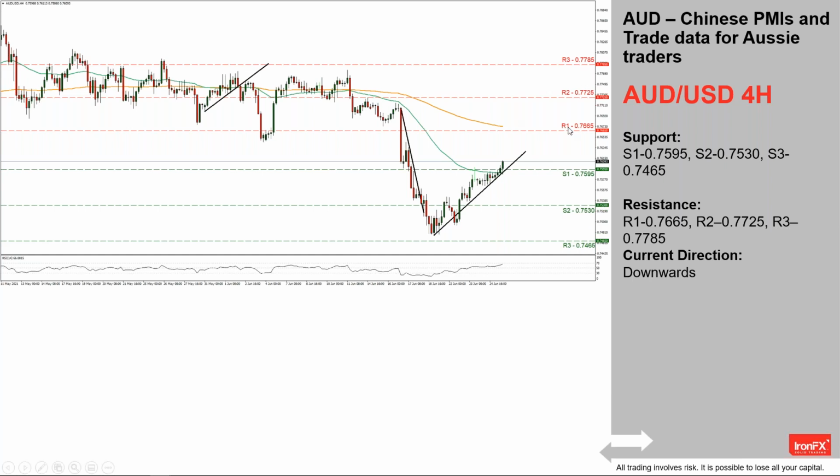To the upside, we would highlight the 0.7665, even higher than that, the 0.7725, and even higher as an ultimate bullish scenario would be the 0.7785.